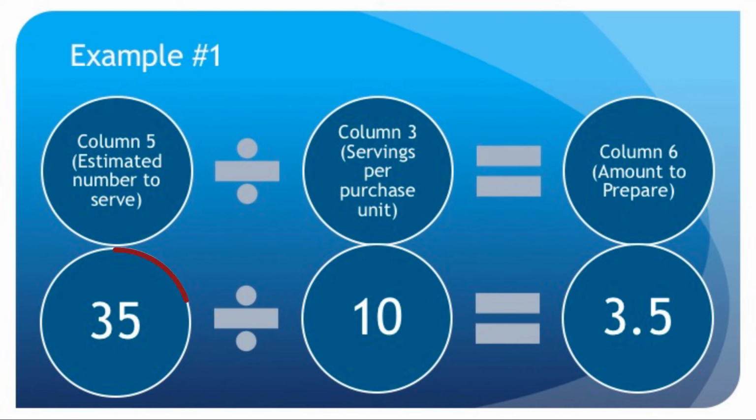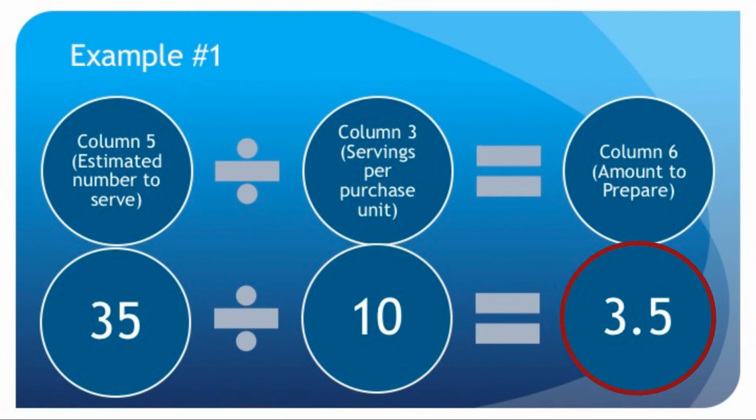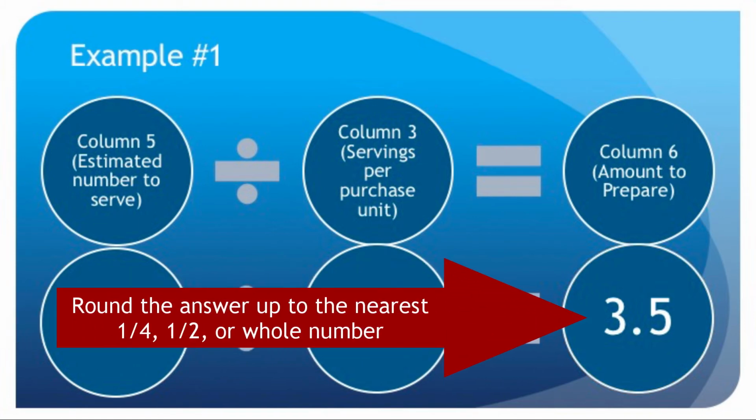For example, if you need 35 servings and the food buying guide says the yield is 10 servings per pound, divide 35 by 10. You would need to prepare 3.5 pounds. Be sure to round the answer up to the nearest 1/4, 1/2, or whole number, as calculations must be measurable.